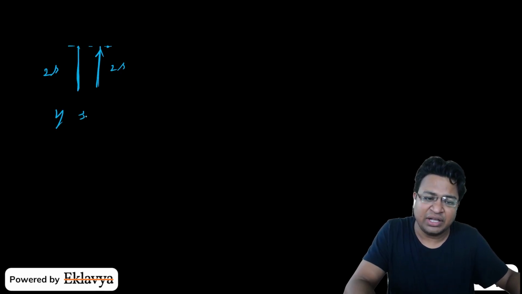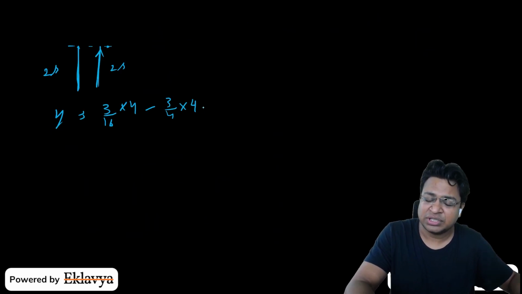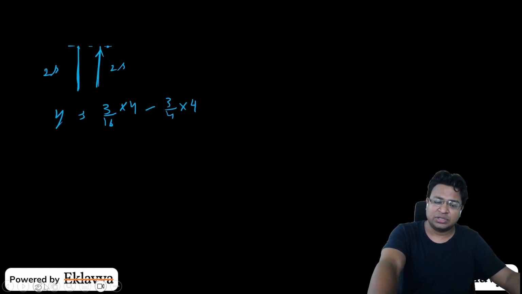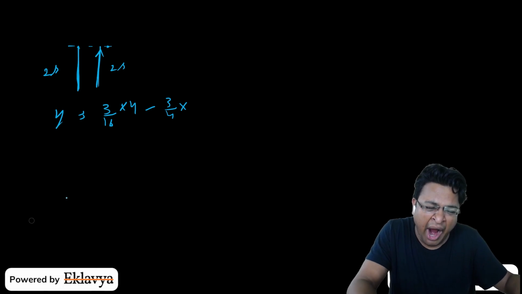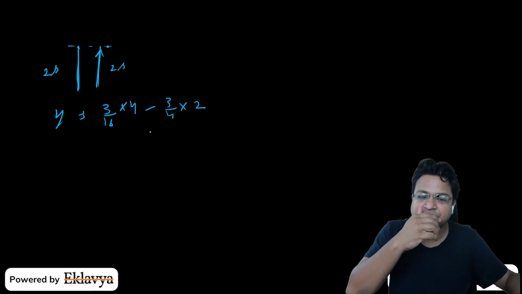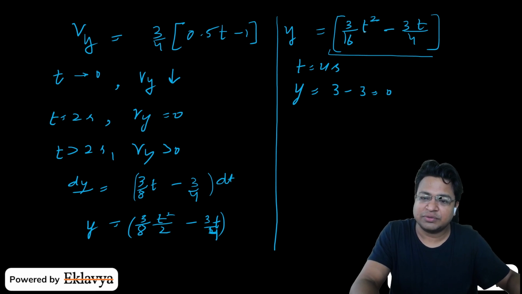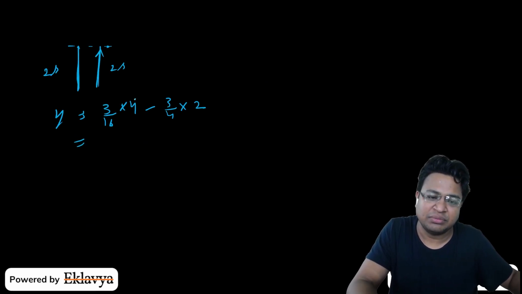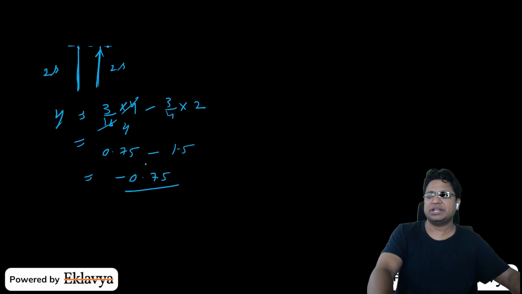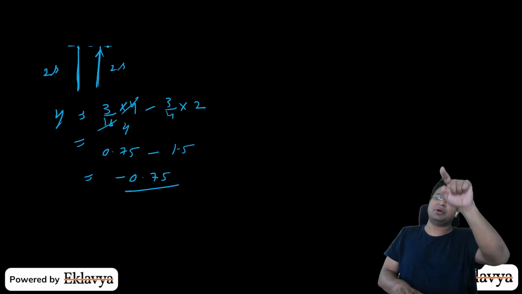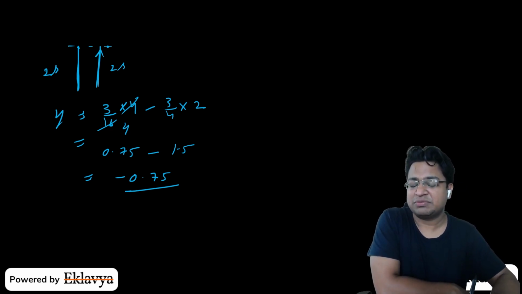So y is equal to 3 by 16 into 4 minus 3 by 4 into 2. No, we are calculating after 2 seconds. 3 by 16, it was 2 square, therefore it was 4. Now how much does it become? So this becomes 0.75 minus 1.5, so that is minus 0.75. Minus indicates that it fell down, so 0.75 it fell down, 0.75 it will go up, because the displacement was 0 after 4 seconds.